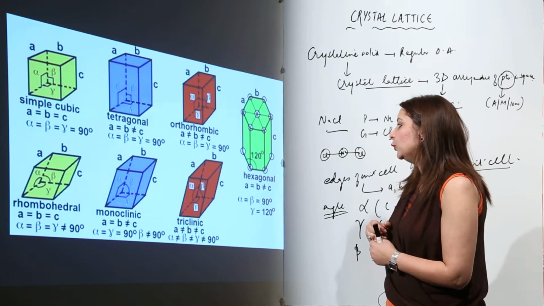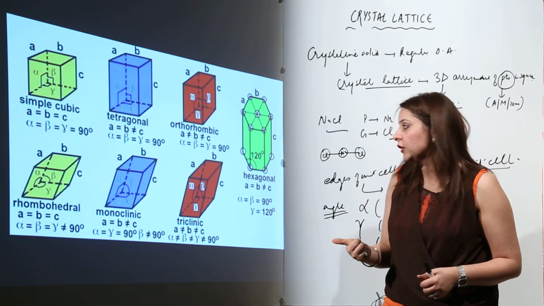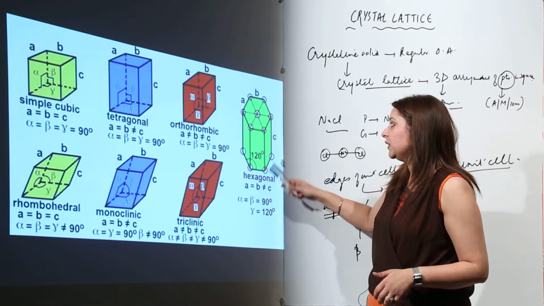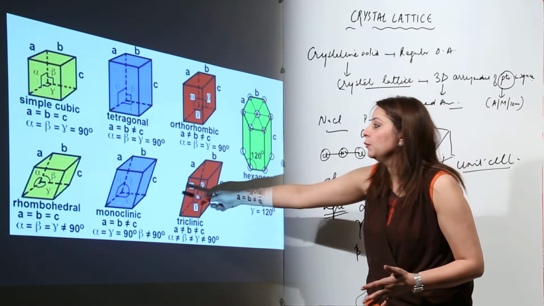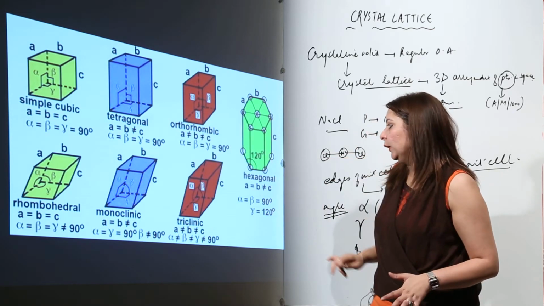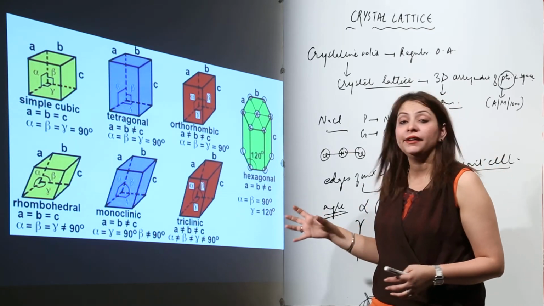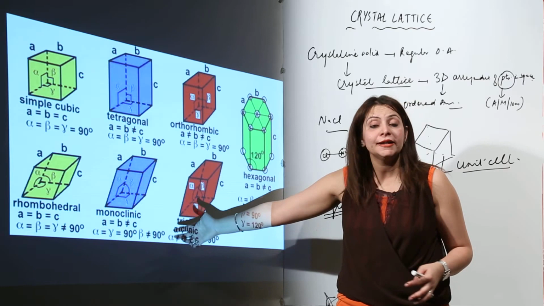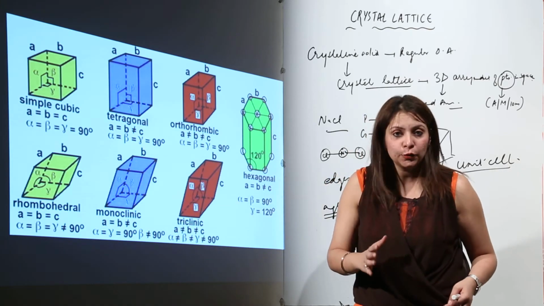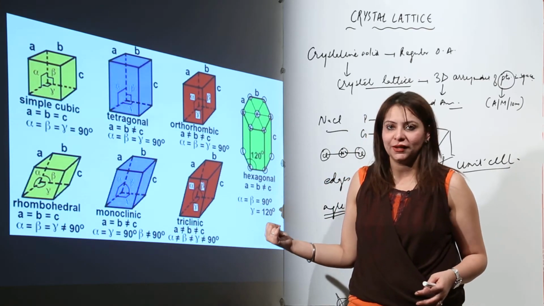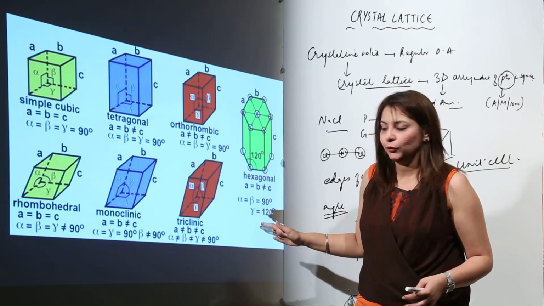Next, let us take the hexagonal one. So again in hexagonal, 2 sides are equal and 1 is not equal, right? So A is equal to B, but it is not equal to C, as it happened in the monoclinic as well as in the tetragonal one. And when we talk about angles, alpha and beta are equal to 90 degrees, and gamma, as I told you, in monoclinic is definitely not equal to 120, but here it is equal to 120 degrees, right? So this is the hexagonal one.